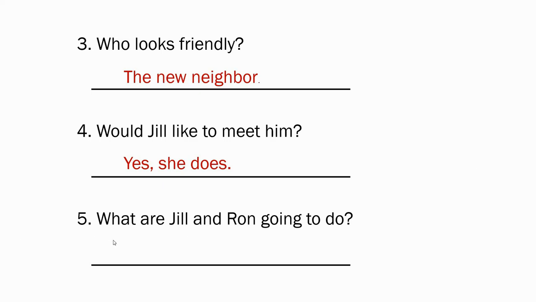Answer. What are Jill and Ron going to do? They will go and talk to him. Right? They will go and talk to him. So here, as you observe, we have the verb to be are because our subject is plural, which are Jill and Ron. So we have to use are. What are Jill and Ron going to do?